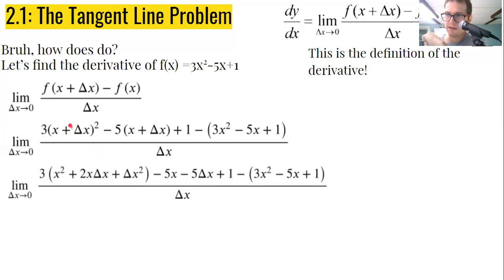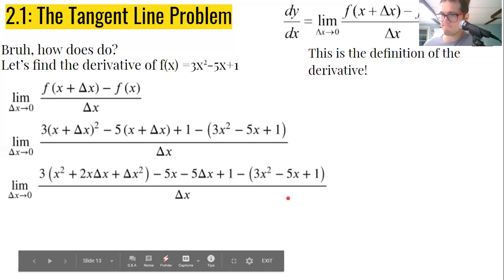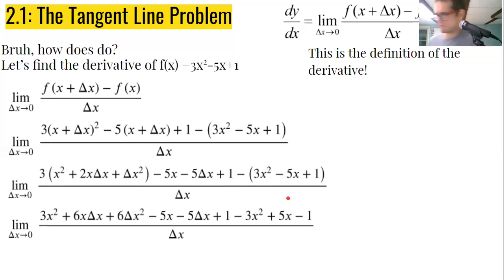I expanded out x plus delta x squared to get this expression. I distributed the -5 to both of those, so I have this. But there's more simplification and expanding I can do before we continue. I could distribute this 3, and I could distribute this -1 over here. So let's do that. Now I'm going to take a sip of water, and I want you to take a look at that. What do you notice about all of the terms that don't have a delta x variable in them? Take a hot second and look at that.